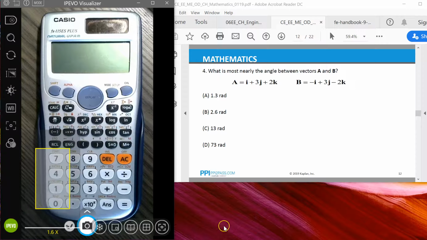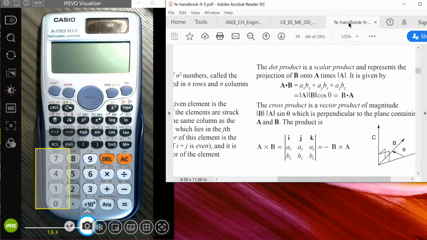Hi, this is a short tutorial on how to use the calculator for this class of problems. This is in a math problem solving session, page 12, and we want to find the angle between vectors A and B as stated here. In this case, we really need to use a formula that's found in the NCS handbook. This is on page 40, right?